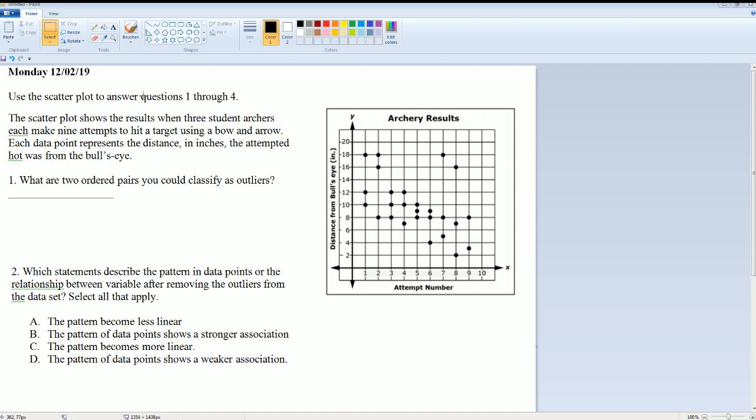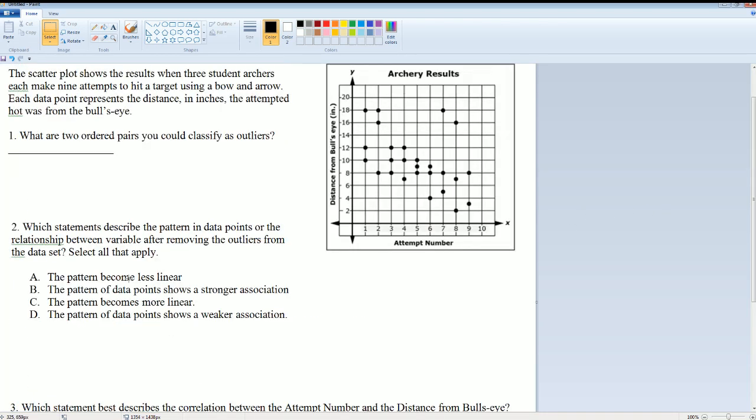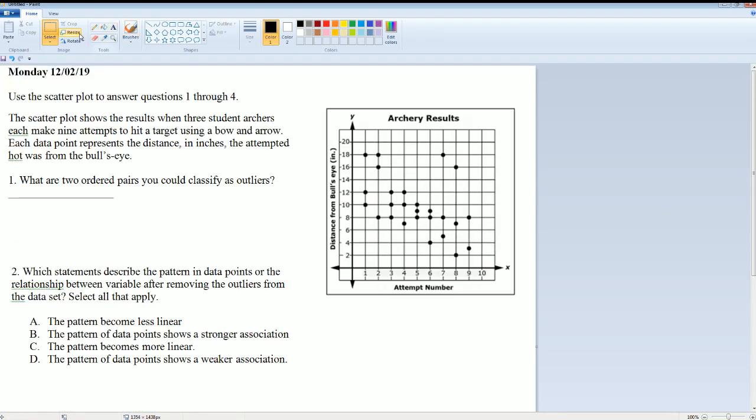It says use the scatter plot to answer questions 1 through 4. I didn't have room. It's only 3 questions, okay? So make sure you understand it's only up to 3. I could just erase this if you want, and I can write the number 3 here. Makes you feel better. All right, so the scatter plot here shows the result where 3 students, archers, each make 9 attempts to hit a target. Okay, here are the attempts.